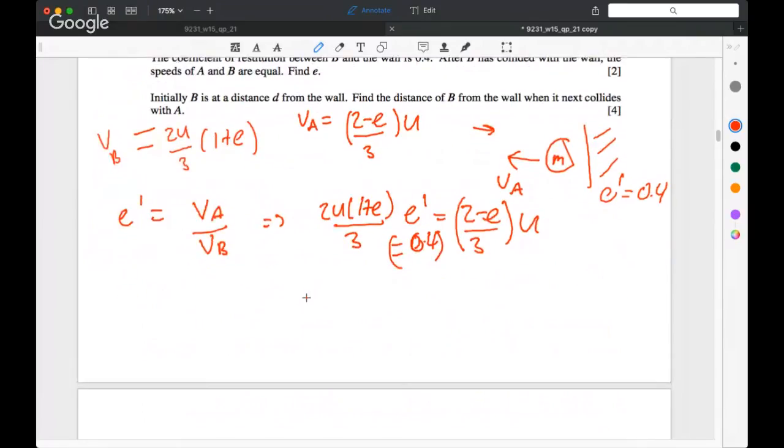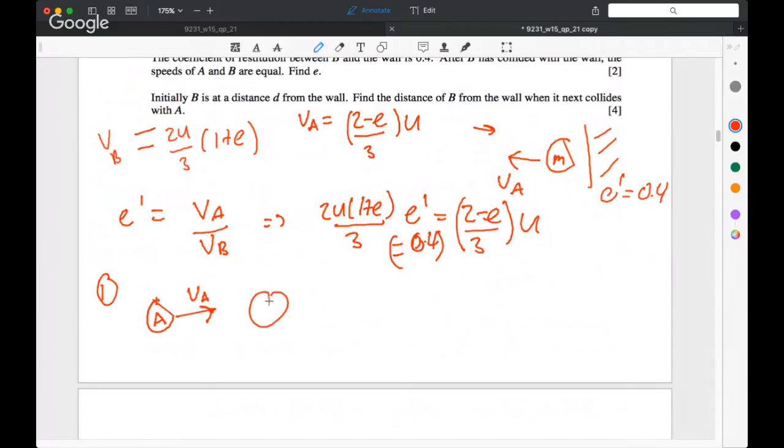And then for the last part, probably the hardest part, it's probably best to draw this in 3 stages. So the first stage is that we have A moving at VA. B is moving at VB. And it's before it hits the wall.